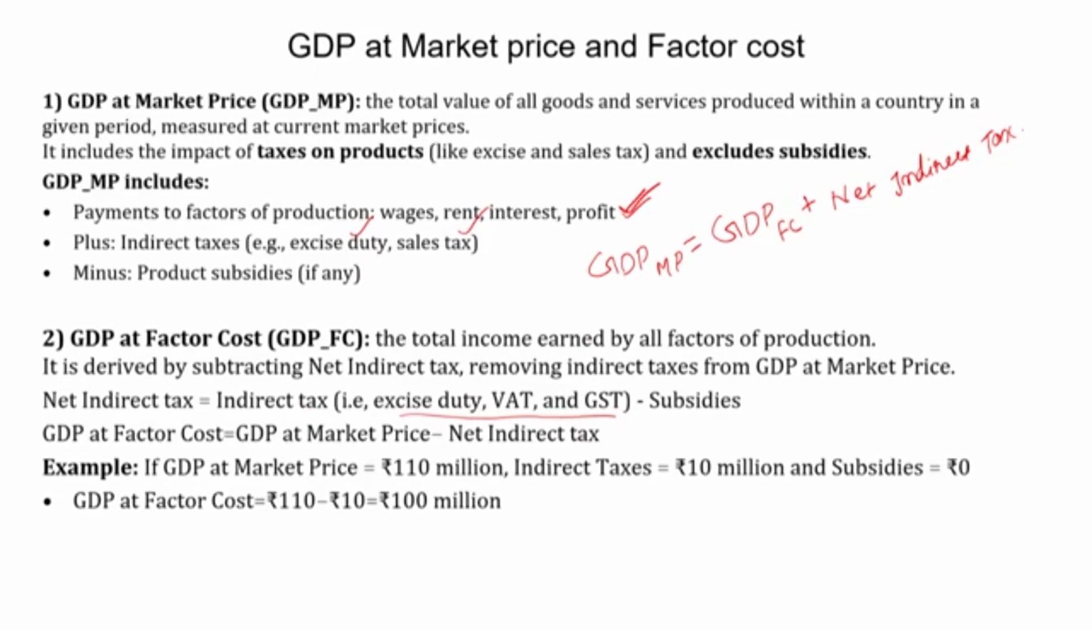To summarize, GDP at factor cost equals GDP at market price minus net indirect tax. If you take a numerical example, suppose the GDP at market price is 110 million, the indirect tax is 10 million and subsidies, for instance, are 0. To calculate GDP at factor cost, it is 110 minus net indirect tax of 10 minus 0, that is 10. So you get GDP at factor cost of 100 million.